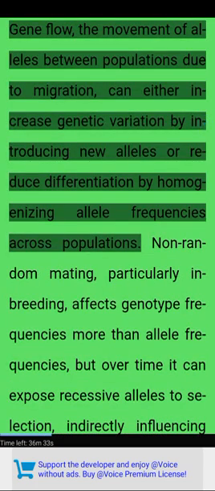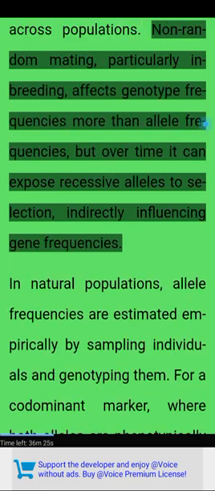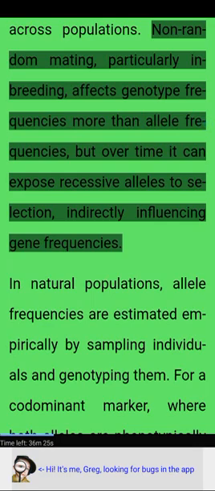Gene flow, the movement of alleles between populations due to migration, can either increase genetic variation by introducing new alleles or reduce differentiation by homogenizing allele frequencies across populations. Non-random mating, particularly inbreeding, affects genotype frequencies more than allele frequencies, but over time it can expose recessive alleles to selection, indirectly influencing gene frequencies.